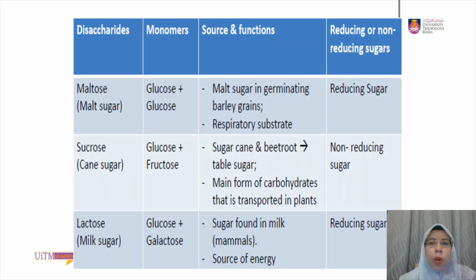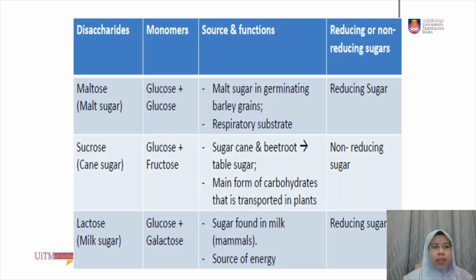The last one is lactose. The sugar present in milk is another disaccharide. In this case, a glucose molecule is joined to a galactose molecule. The last column shows the character of the disaccharides. Maltose and lactose are reducing sugars, compared to sucrose, which is a non-reducing sugar.